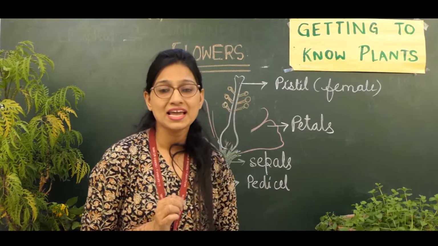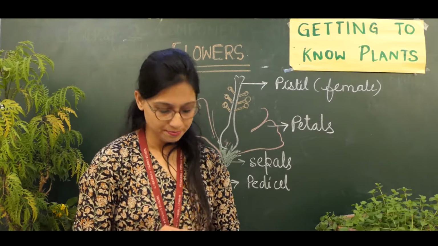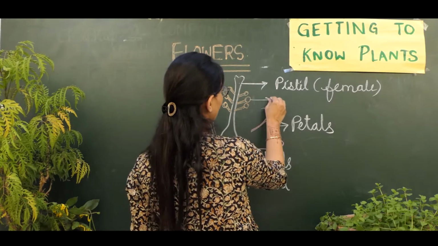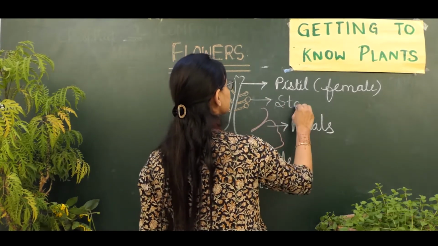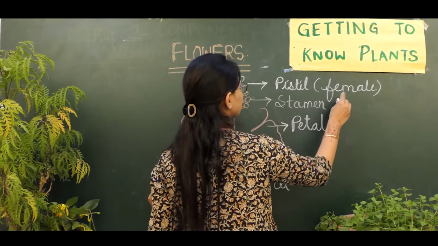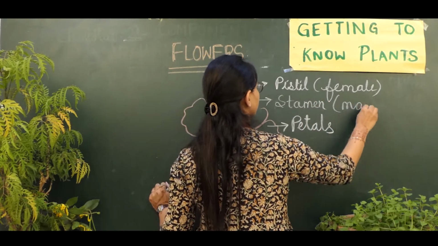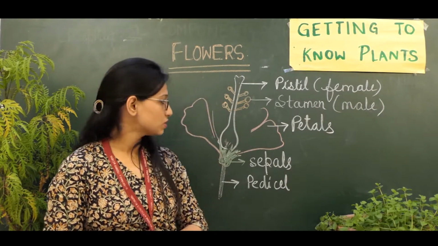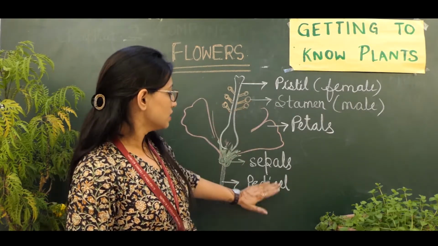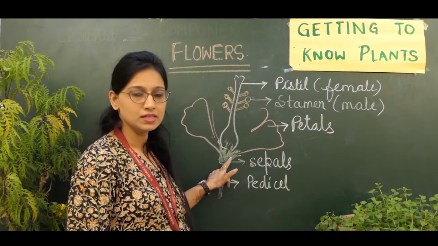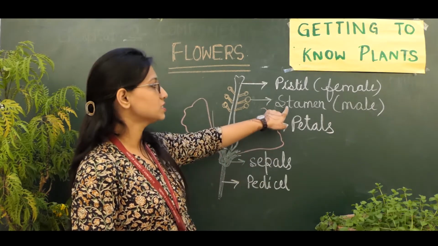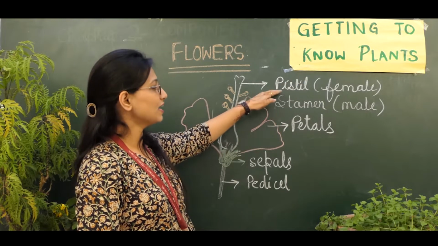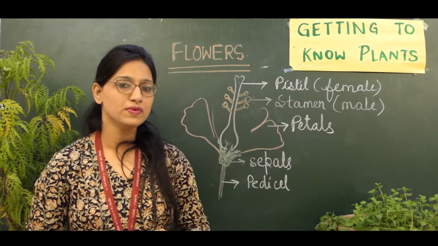Okay, the male is called stamen. So now, what are the 5 overall structures of plants? Pedicel, sepals, petals, stamen, which is the male, and pistil, which is the female.